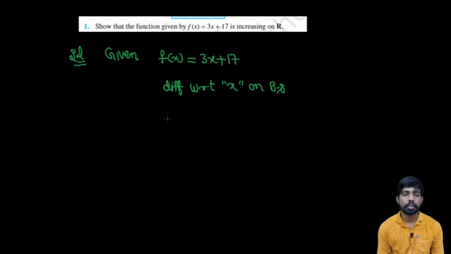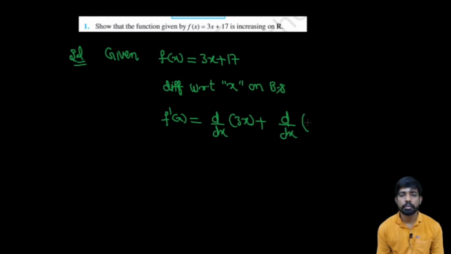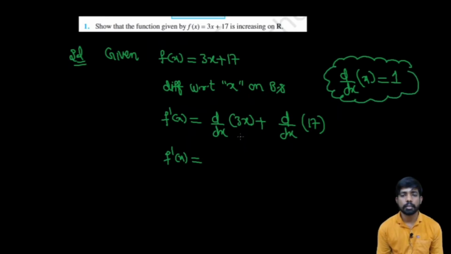So differentiation of f of x, f dash of x, is equal to differentiation of 3 into x plus differentiation of 17. Here, by the differentiation formula, differentiation of x is always 1. So substitute. Now this 3 is a constant, don't differentiate 3. If we have a multiple of the variable, keep the 3 outside and differentiate the x. Differentiation of x is 1 plus differentiation of a constant is 0.